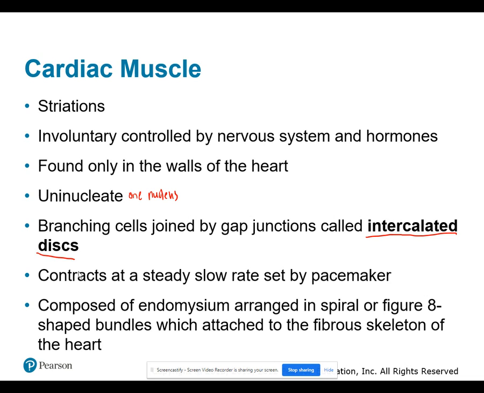Now, whenever you get running or you're exercising, this is where your nervous system comes into control, and it's going to increase your heart rate. But then remember, we have to go back into homeostasis, so it's going to go back to that slow rate when you rest. Now, the structure is composed of endomysium, and usually the endomysium that covers your muscle cells is arranged in some type of spiral or figure 8 bundles which attach to the skeleton of the heart.